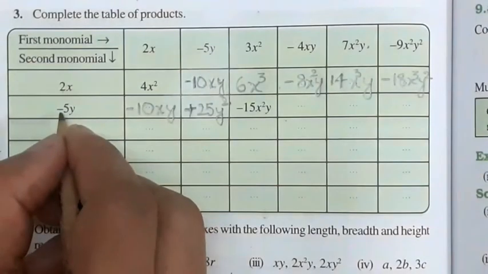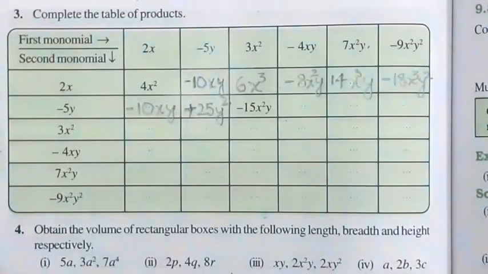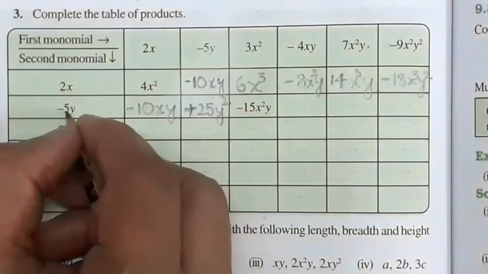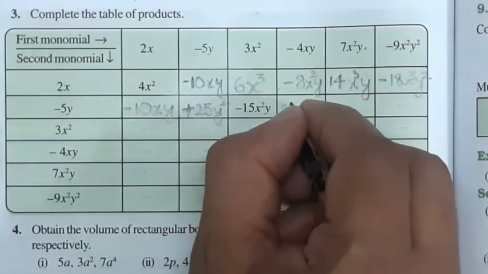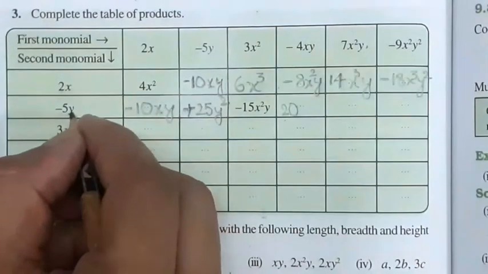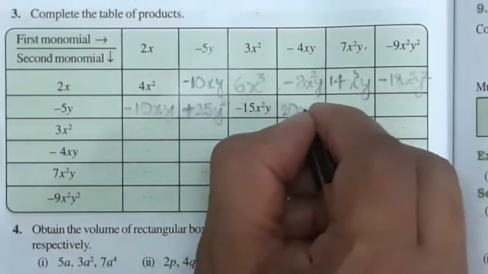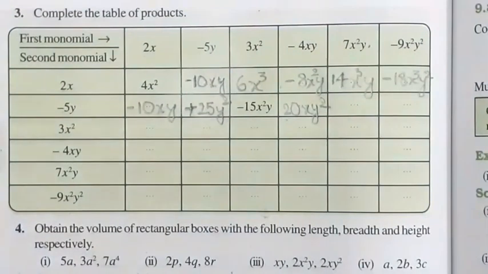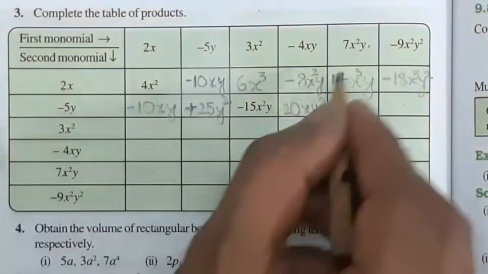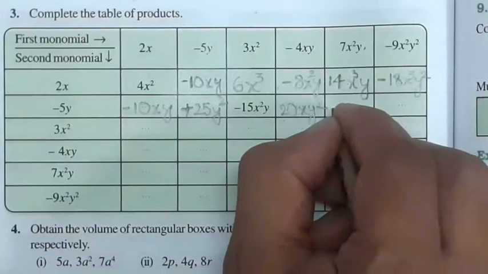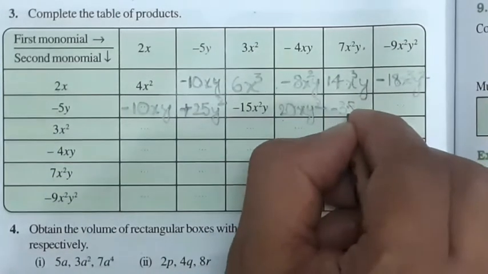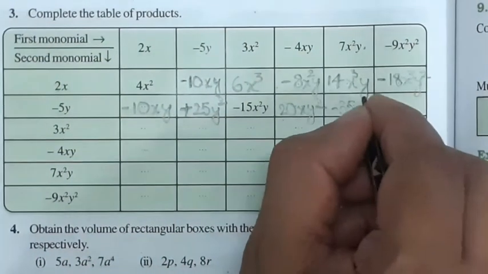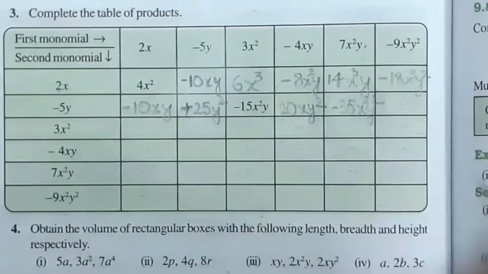Now, minus 5y into minus 4xy. First, minus into minus is anyway plus. 5 into 4, 20. Y into xy, xy square. Now, minus 5 into 7, minus 35. Y into x square y, it is x square y square.